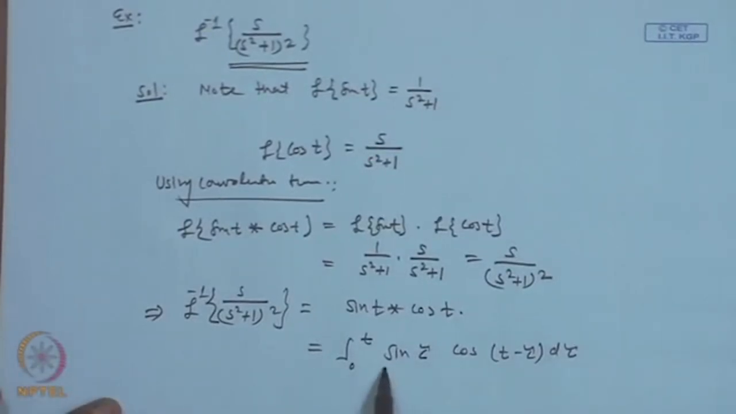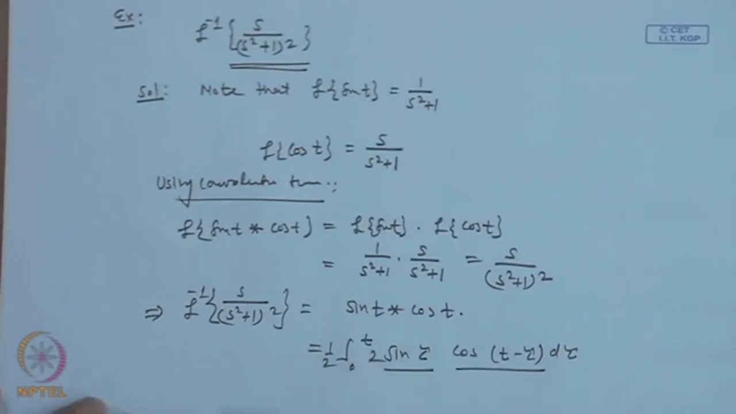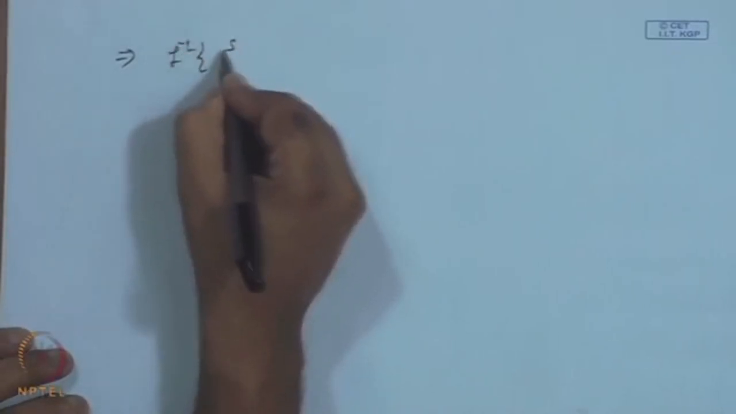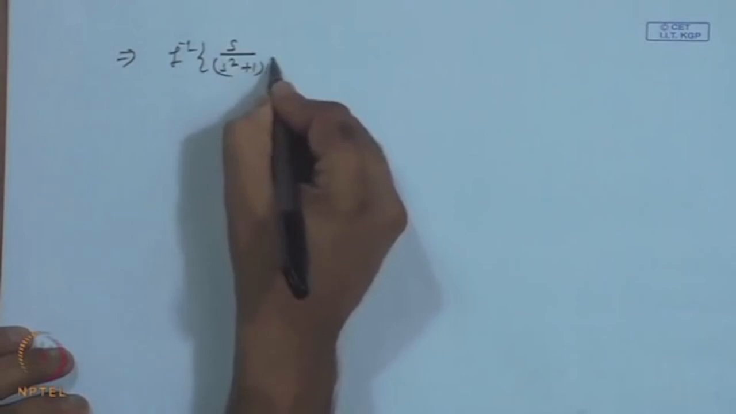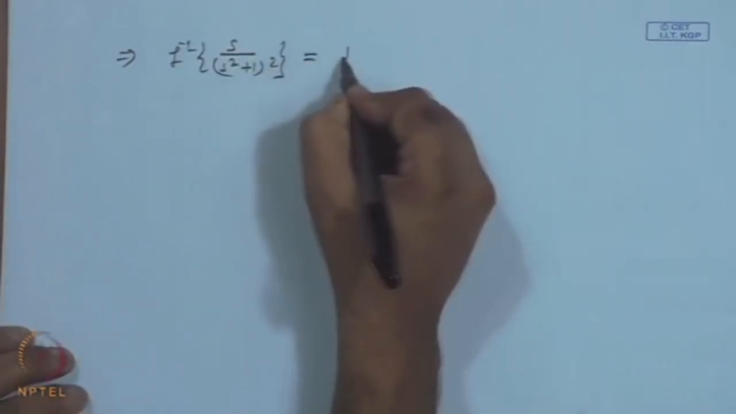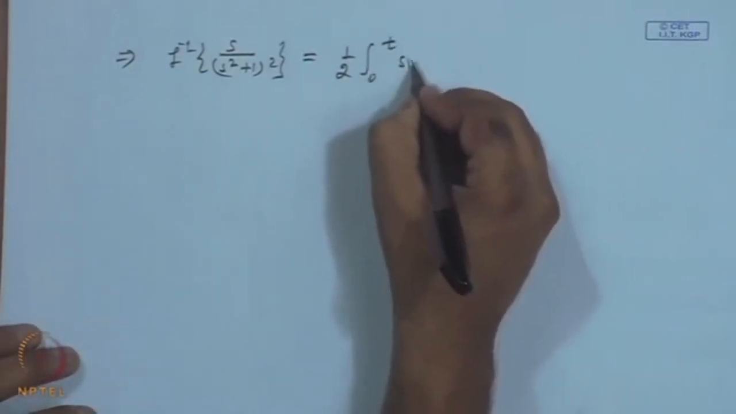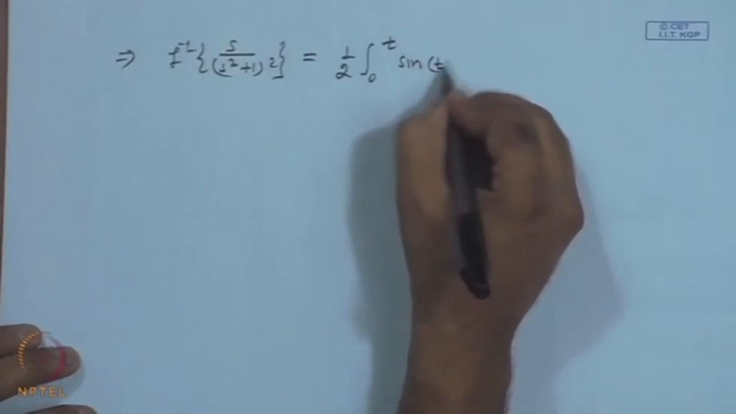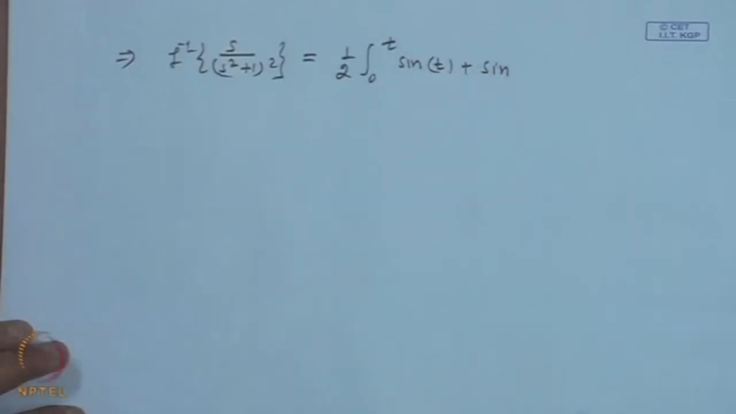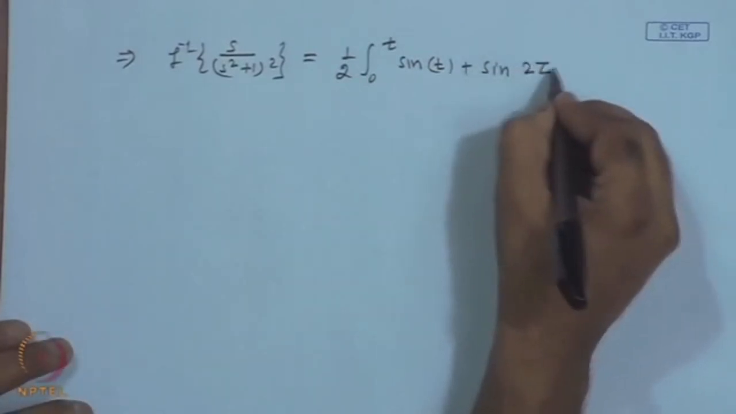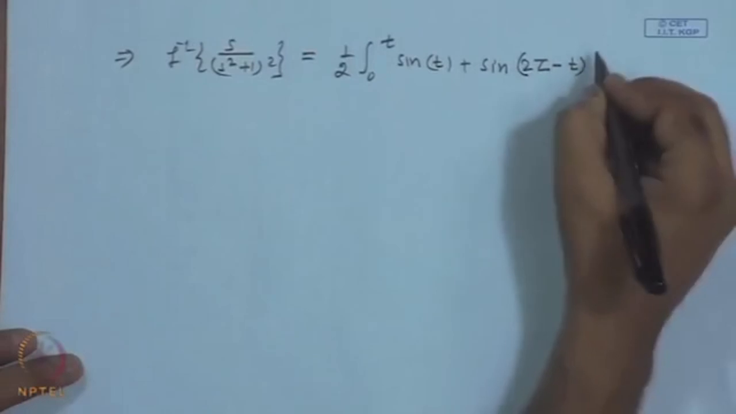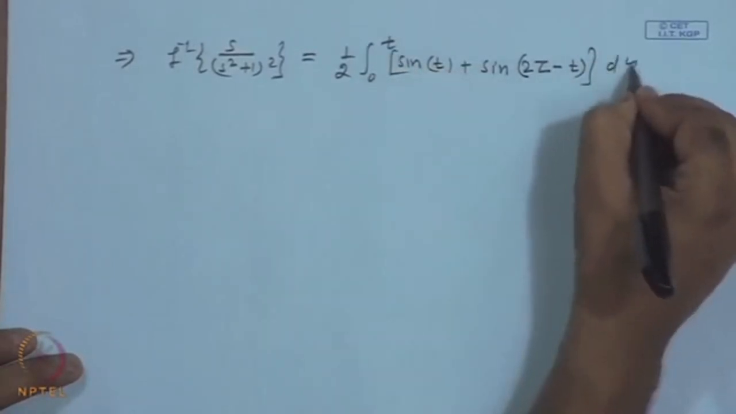So, here we simplify. Now, it is sin a cos b, so we multiply by 2 and divide by half. So, we have 2 sin a cos b. So, the inverse Laplace of s over s square plus 1 whole square is half the integral from 0 to t of 2 sin a cos b, which is sin of a plus b, so sin t, plus sin of a minus b, so we get sin of 2 tau minus t, and then we have d tau.